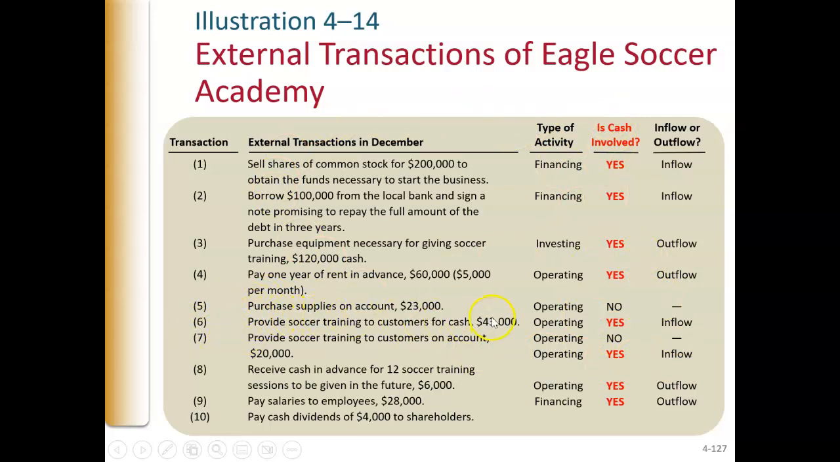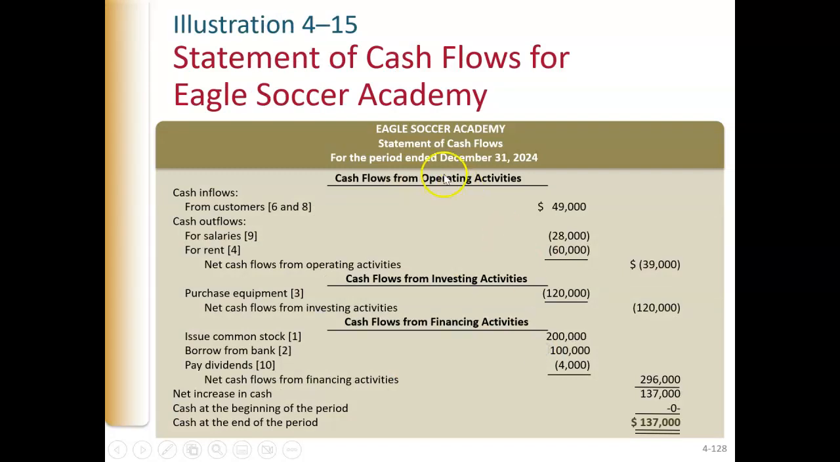When we purchased supplies on account for $23,000, was cash involved? It wasn't, because we haven't paid the bill yet. Therefore, that would not be part of the statement of cash flows. Also, when we provide soccer training to customers on account for $20, did we receive the cash yet? No. Therefore, that would not be affected, right? All of these other items that do involve cash, we have to decide, are they cash inflows? Is money coming into us, or is money going out? If money's coming in, it's an inflow. If it's going out, it's an outflow. So all of these items we will put into a statement of cash flows.